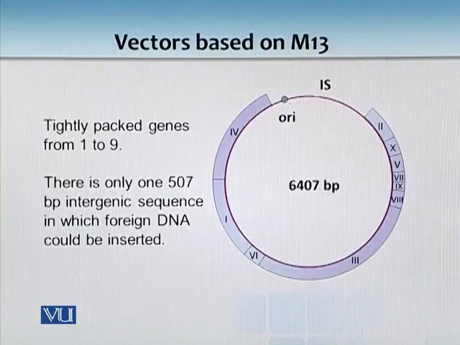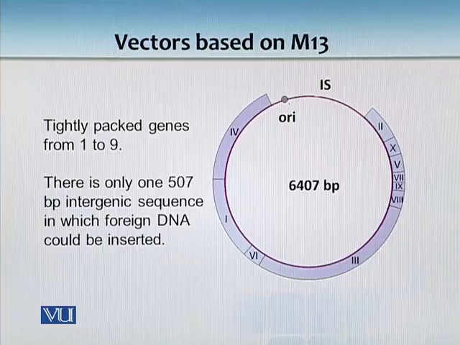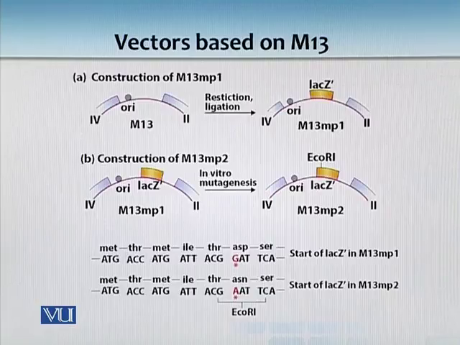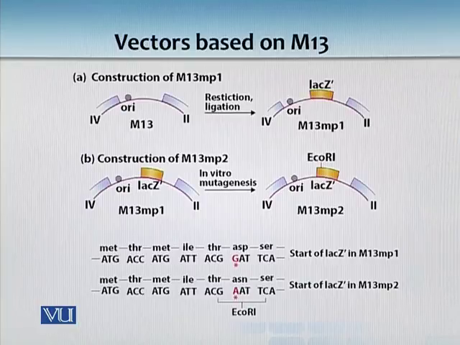Now, if you look at an M13 genome, it's 6.4 kilobase pairs long, and we see these tightly packed genes from 1 to 9. There is only one 507 base pair intergenic sequence in which foreign DNA could be inserted. So only 507, is it any good? Can we really use it? Actually, it's no use at all, because it's a very, very small region to clone into.